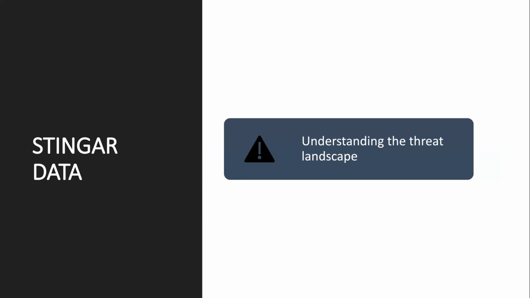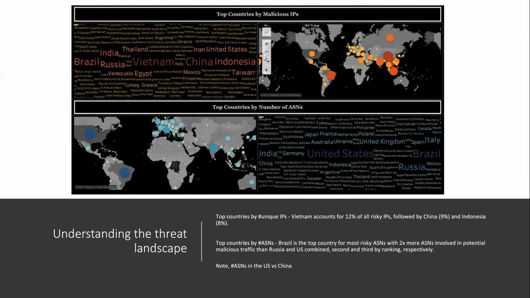As I mentioned, this data also helps us build a better understanding of our threat landscape in terms of where the attacks are coming from, what the top countries are, and what the different ASNs are that are targeting your network. In this slide, you are looking at top countries, first by the total number of unique actors. In the red, you can see that Vietnam and China are the top countries and account for most of the unique attacks that we see. Below that, the graph shows top countries by the total number of ASNs present in a country. You can notice that Brazil is the top country with the most risky ASNs, which is more than the total number of ASNs in Russia and US combined.